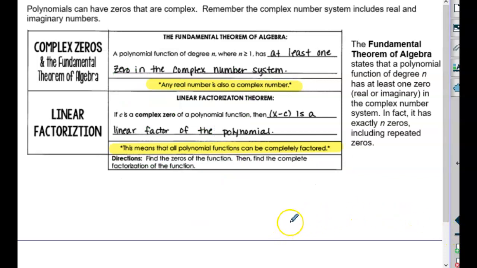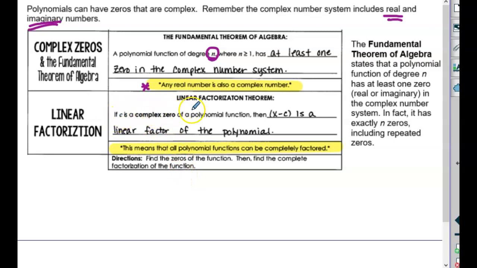Okay, polynomials can have zeros that are complex. Remember, complex numbers include real and imaginary. So when we say it has complex, it will include both. A polynomial function of degree n, where n is greater than 1, has at least one zero in the complex number system, which includes real numbers. Okay? Any real number is also a complex number. It says that right here.